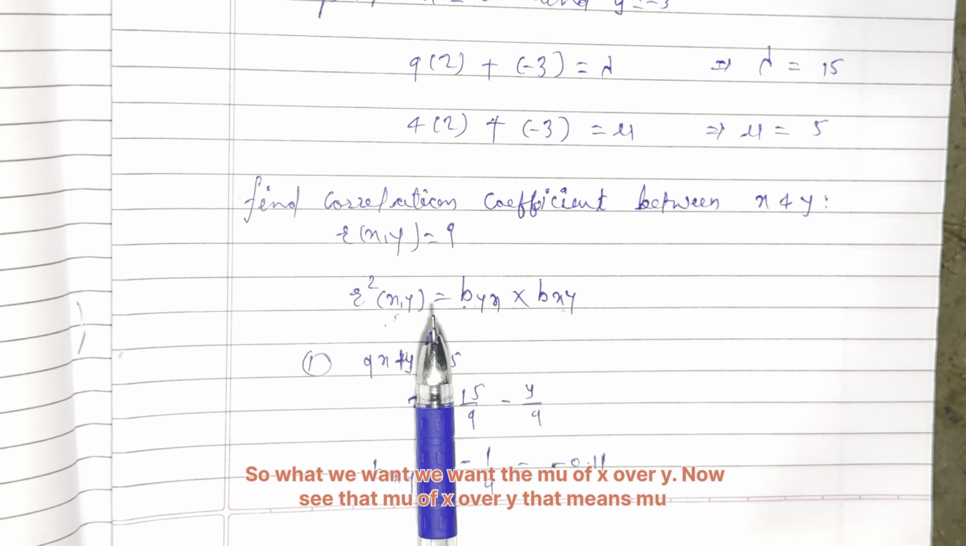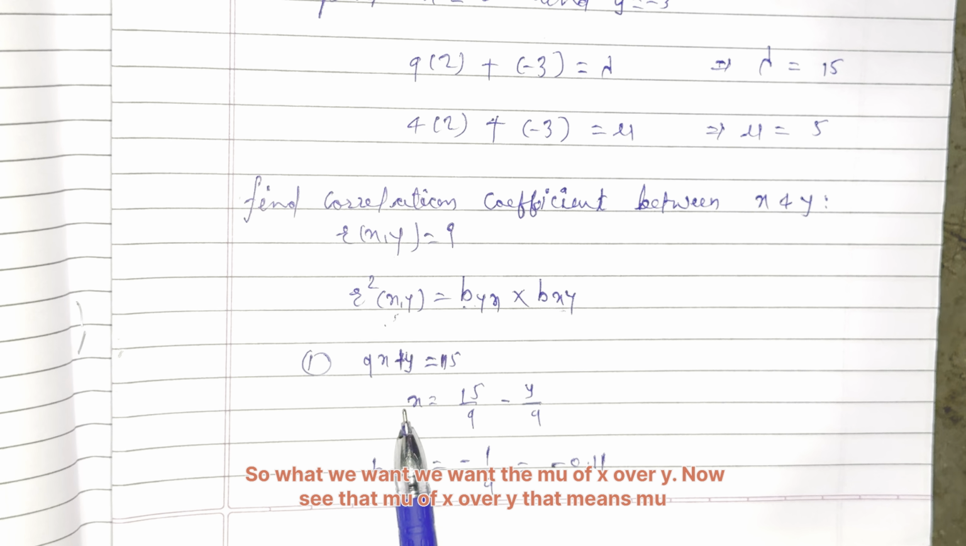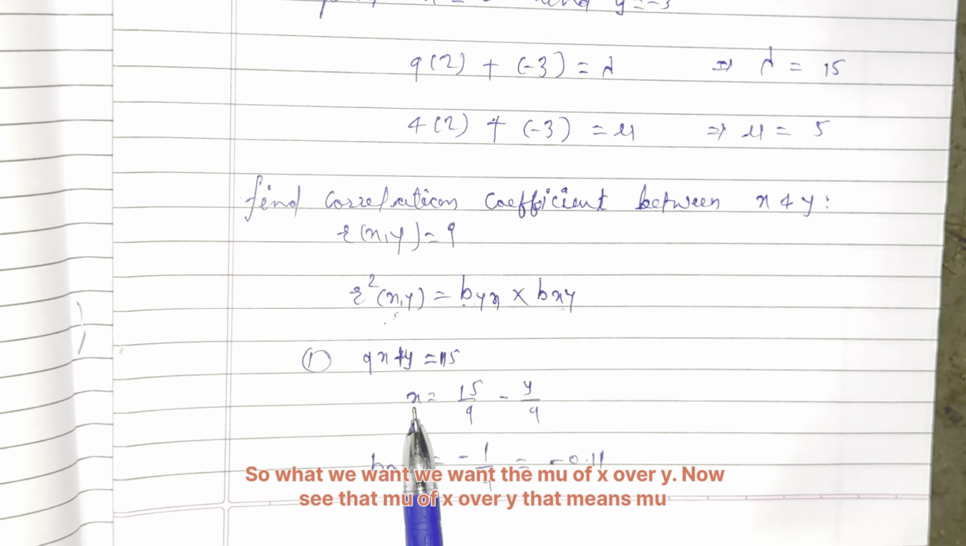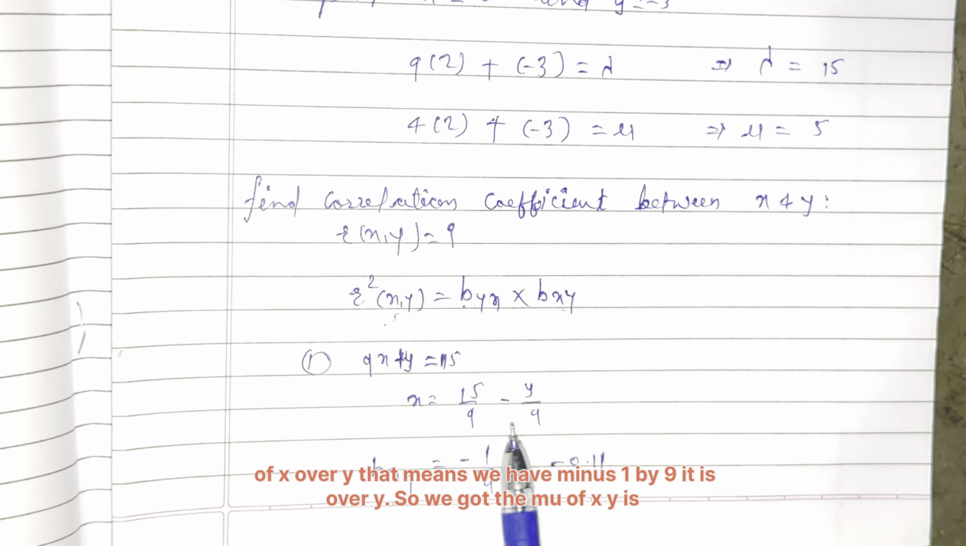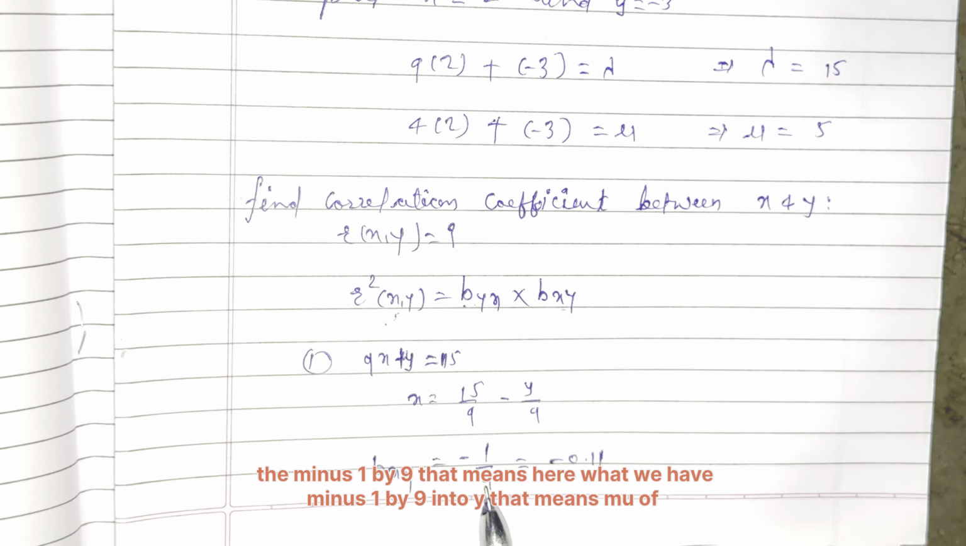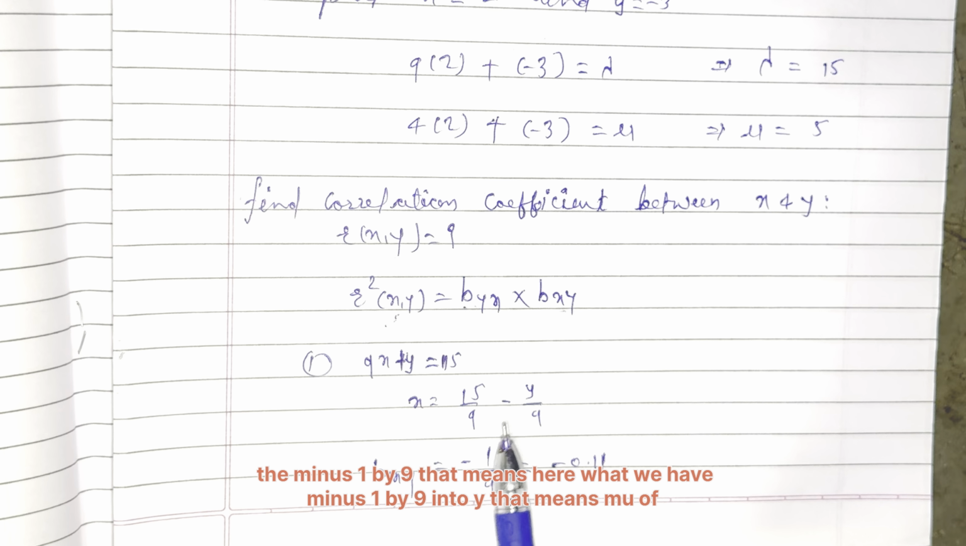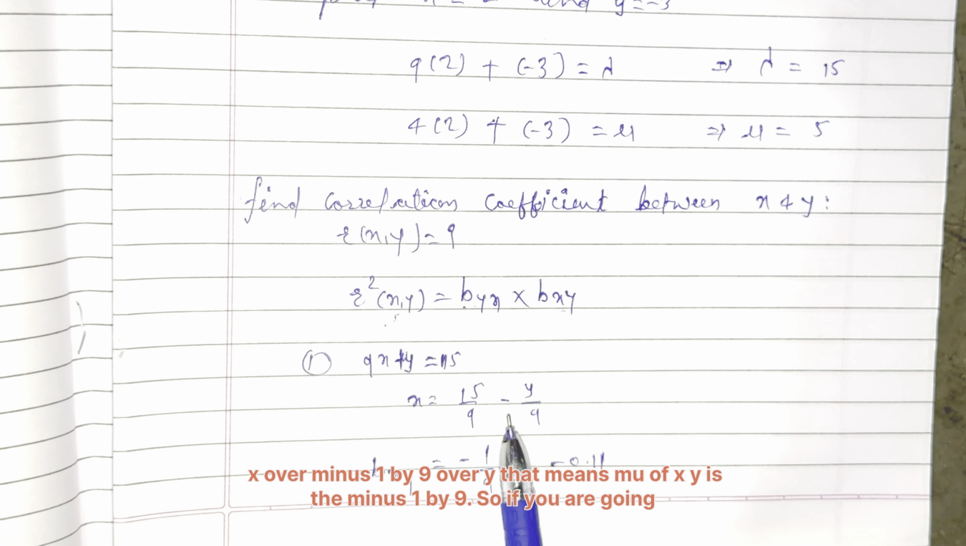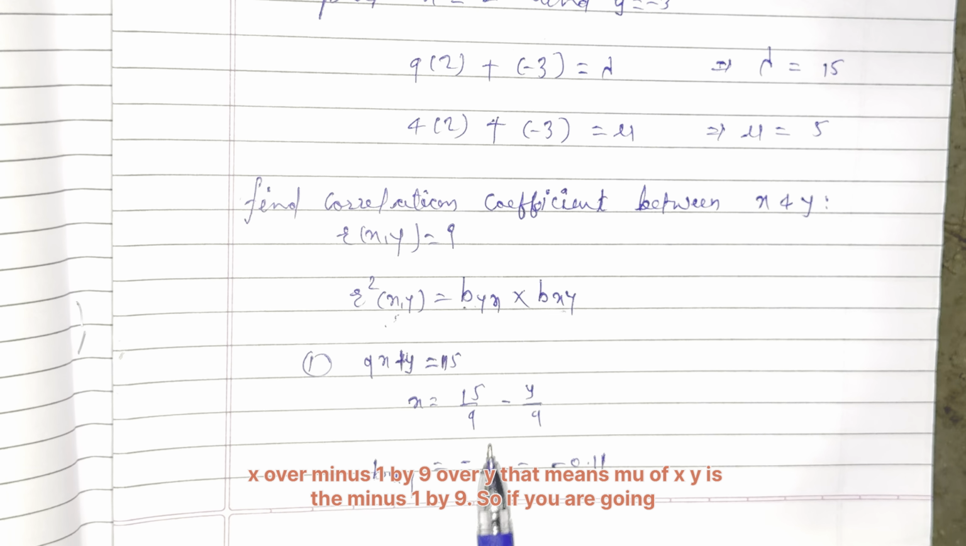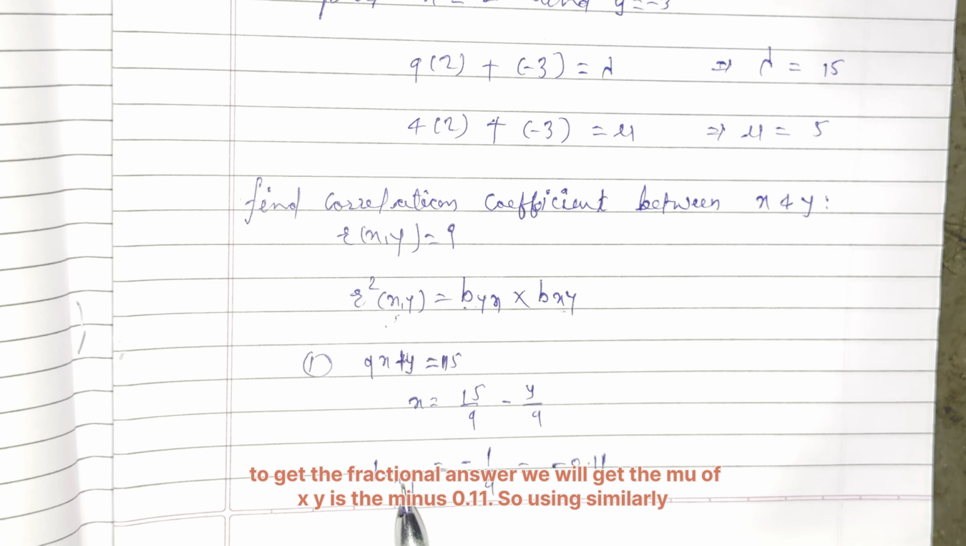So what we want is b of x over y. That means we have minus 1 by 9 over y. So we got b of xy as minus 1 by 9. That means b of x over y is minus 1 by 9. If we convert to the fractional answer, we get b of xy as minus 0.11.